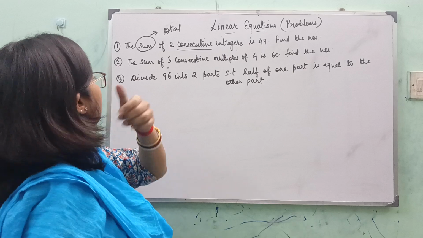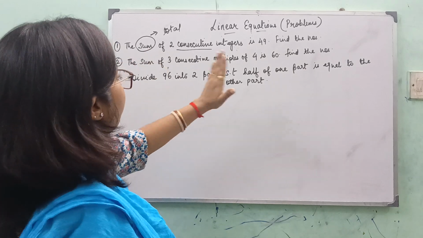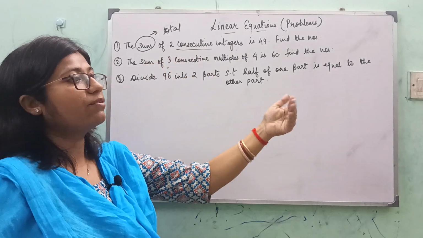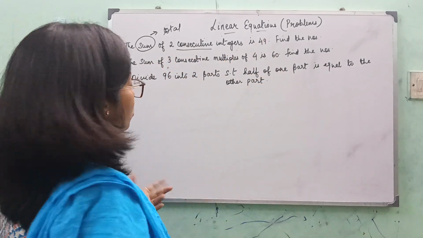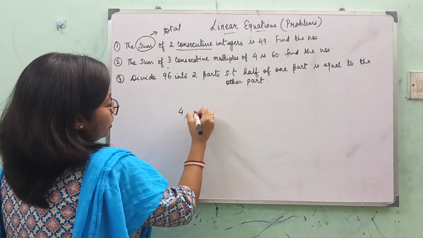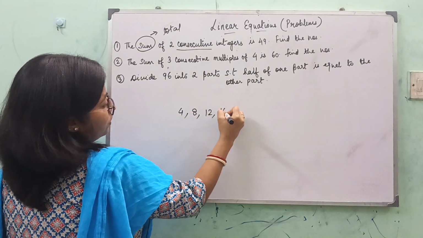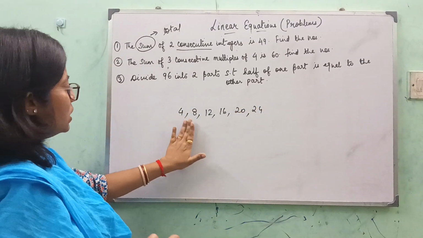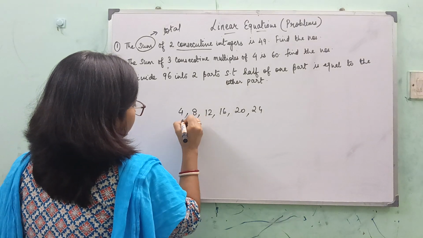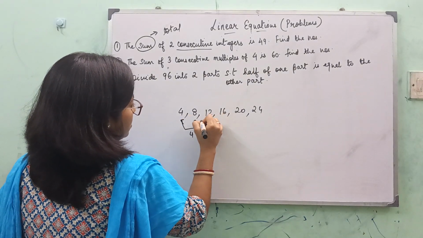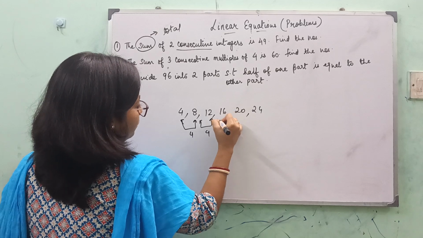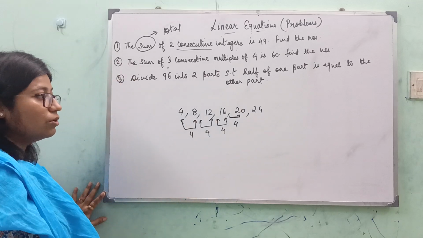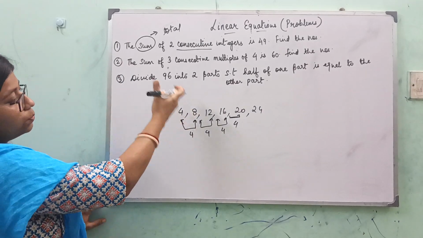Second sum: the sum of 3 consecutive multiples of 4. Again 3 consecutive. Consecutive means one after the other. Multiples of 4. So let's take some multiples of 4: 4, 8, 12, 16, 20, 24 and so on. So you see, what is the difference between them? 4. Difference 4. So here the difference is 4. Now I think by now you know what is to be done in this problem.